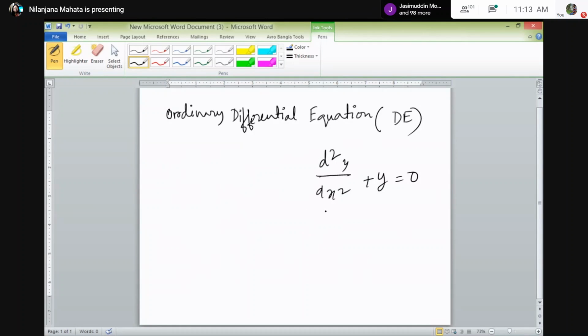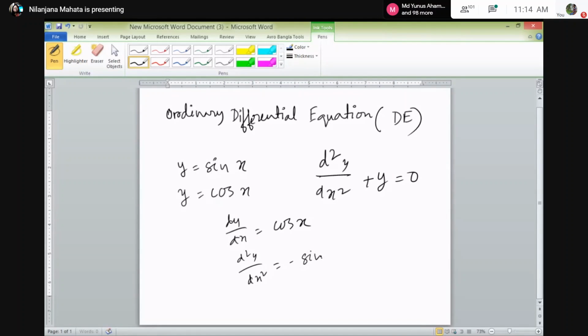So suppose we have a differential equation of this form. Okay, so we have to find a relation between y and x such that it satisfies this condition. Now you will say y is equal to sin x, y is equal to cos x is a solution of these equations, right? Because if y is equal to sin x, we differentiate and we will get dy by dx is equal to cos x and d2y by dx2 is minus sin x. So it satisfies this equation, right? So y is equal to sin x is a solution of this equation. y is equal to cos x is a solution of this equation.